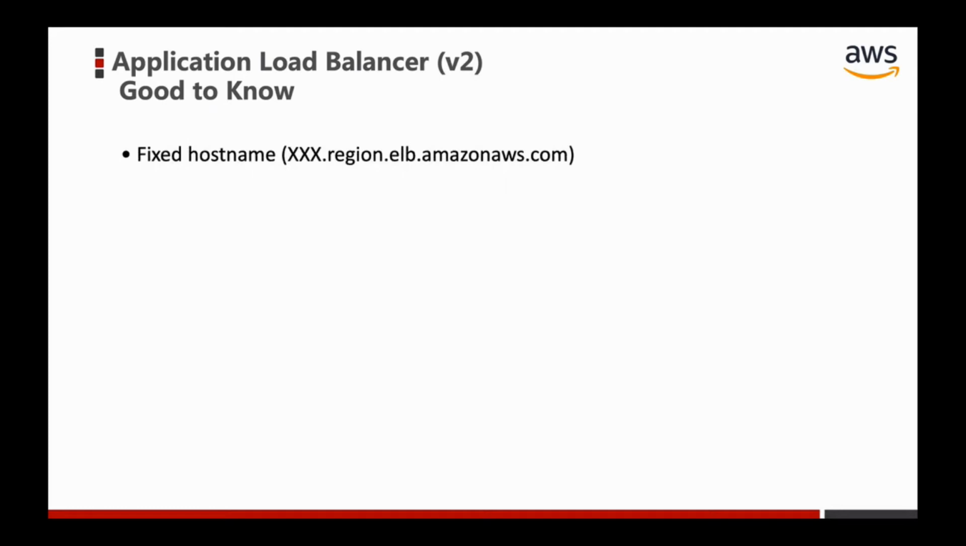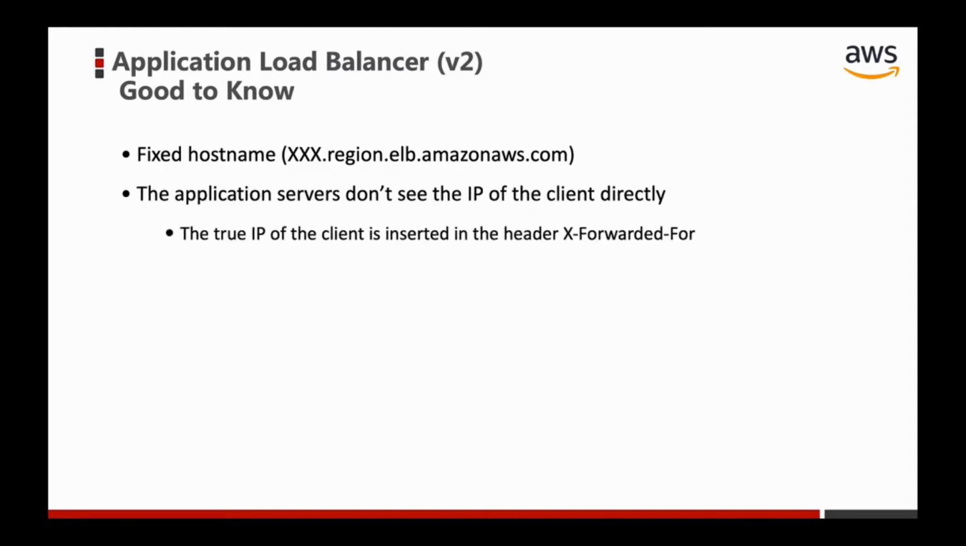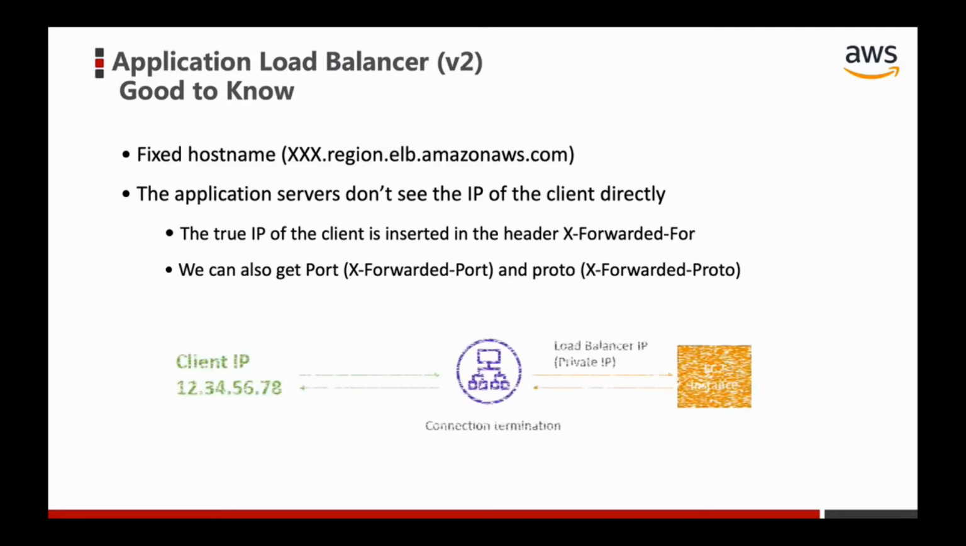So there are some things you need to know about ALB. It has a fixed host name. The application servers don't see the IP of the client directly. The true IP of the client is inserted in the header X-Forwarded-For. We can also get the port and the protocol through X-Forwarded-Port and X-Forwarded-Proto.